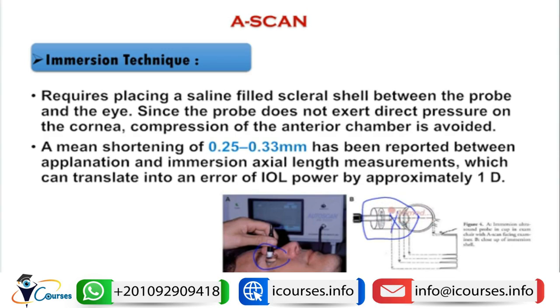And since the probe will emit its ultrasound waves, it will hit the water first, then it will enter inside the eye and then will reflect back. So it will be better at reflecting the axial length, and in some studies it is comparable to the IOL Master. So it will avoid the shortening of the eye induced by the contact. And it was reported that this artificial shortening can cause about 0.25 to 0.3 mm, which will result in about 1 diopter of error in the calculated power of the intraocular lens.